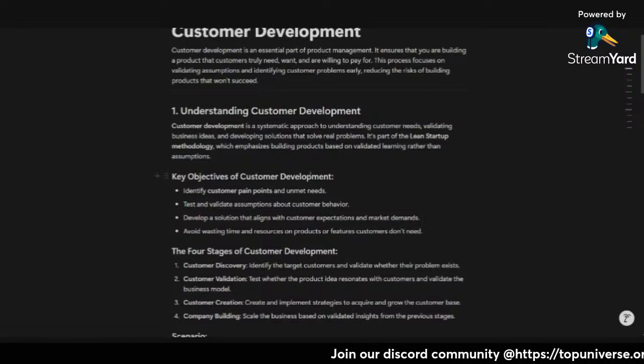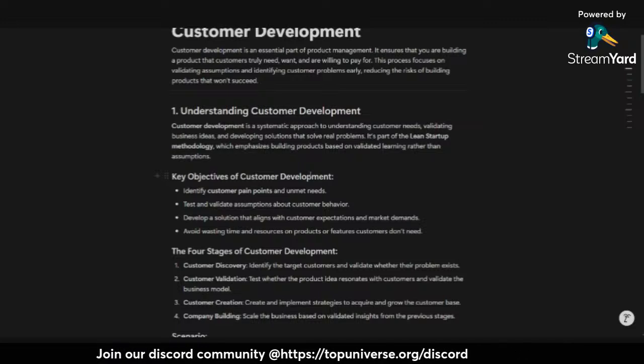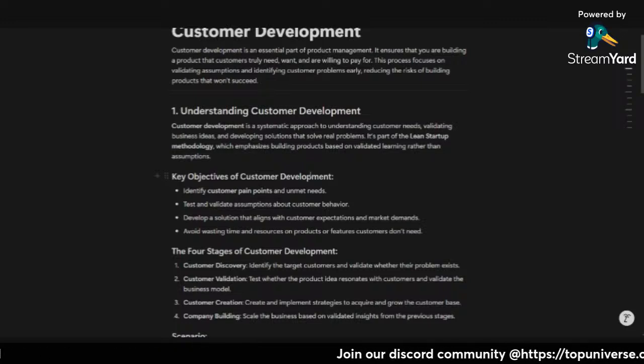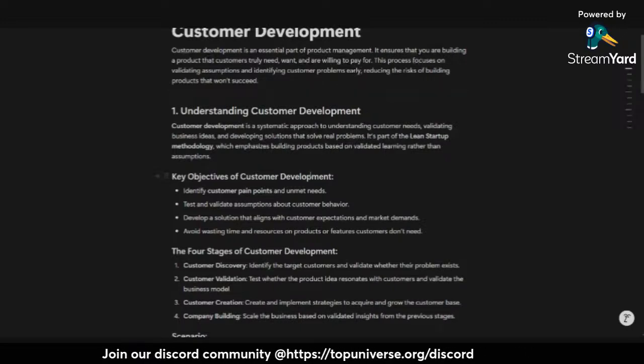the problem they're experiencing. Now, some of the key objectives of customer development would include identifying the customer's pain points and unmet needs, testing and validating assumptions about the customer's behavior, developing a solution that aligns customer expectations and market demands, and avoiding wasting time and resources on products or features customers don't need.